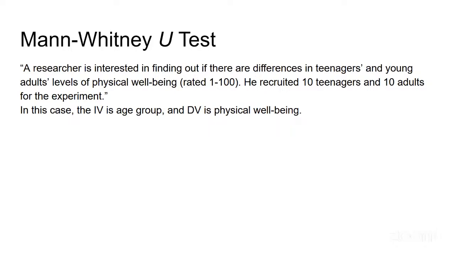Mann-Whitney test: a researcher is interested in finding out if there are differences in teenagers' and young adults' levels of physical well-being, rated 1 to 100. He recruited 10 teenagers and 10 adults for the experiment. In this case, the independent variable is the age group and the dependent variable is physical well-being. So in case of the Mann-Whitney test, you have to clearly define who is your independent variable and who is your dependent variable. Next.